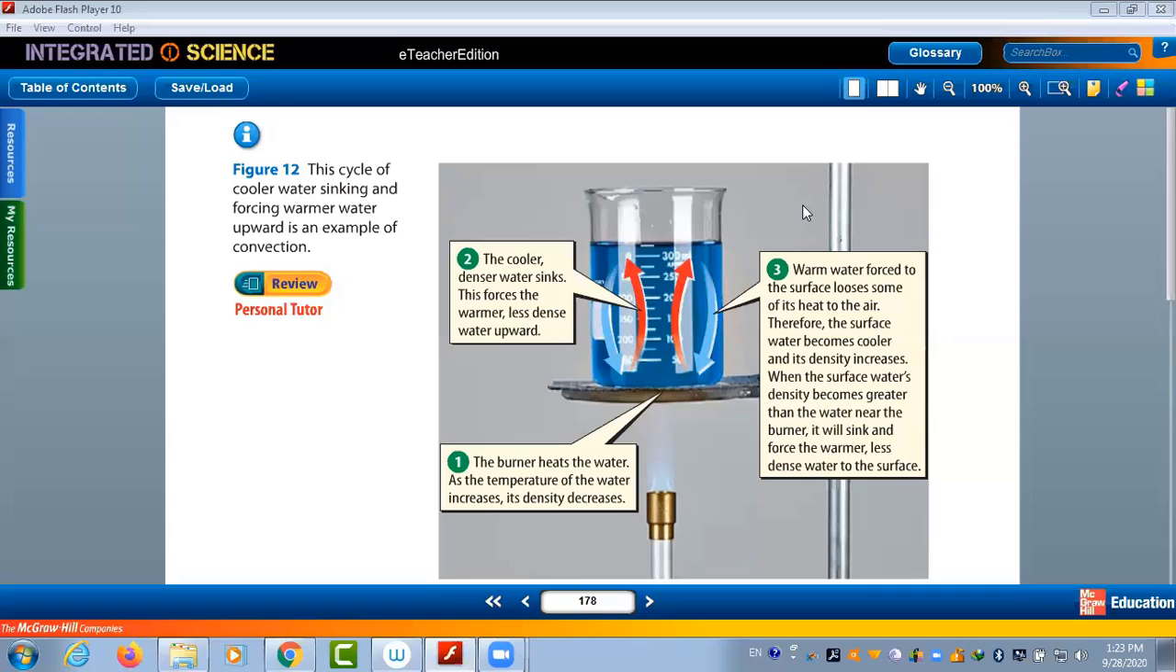The second one, conduction. Who can say what is conduction? Ahmed? What is conduction, Ahmed? Teacher, I don't know the difference between conduction and convection. Listen to friends. Ayman, you know conduction?